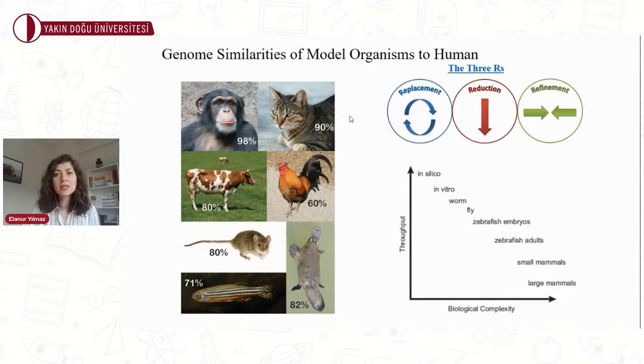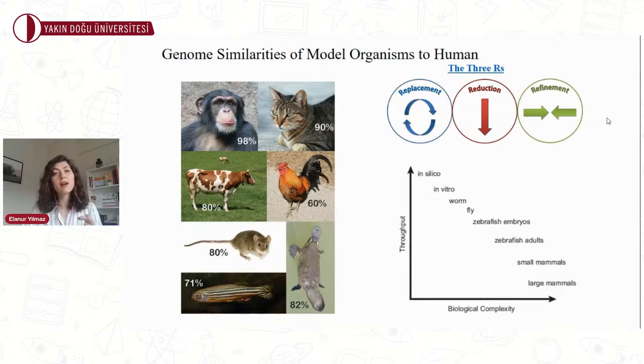Therefore, the concepts of replacement, reduction, and refinement as guiding principles for humane in vivo research were first proposed in 1959 as a strategy to address this responsibility. Since that time, the 3 R's concept, as you can also see here, has become widely accepted as a robust ethical framework for reducing animal use and suffering, helping to address societal concerns about animal research. So what do these 3 R's stand for?